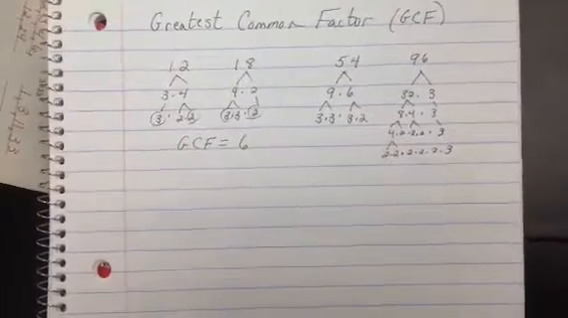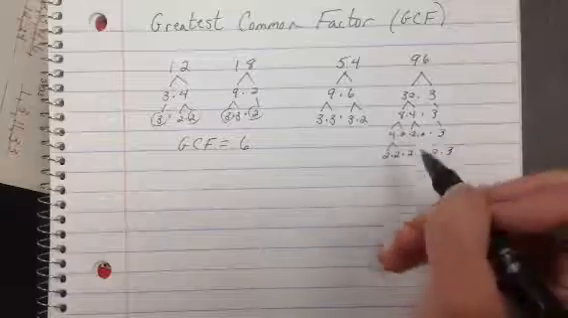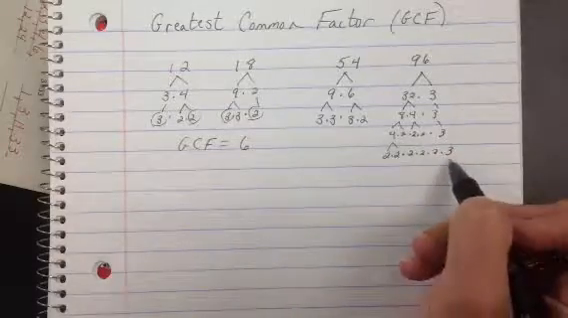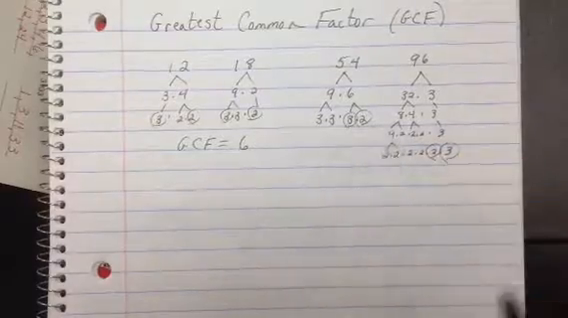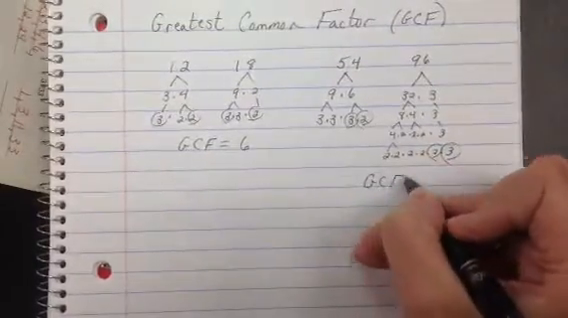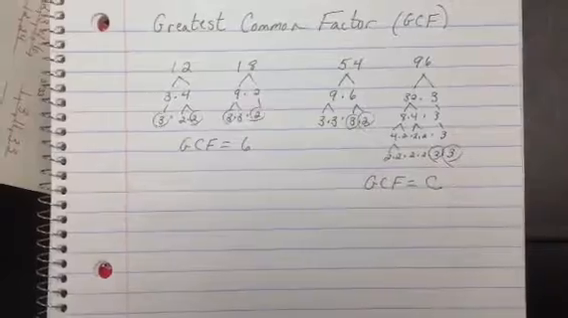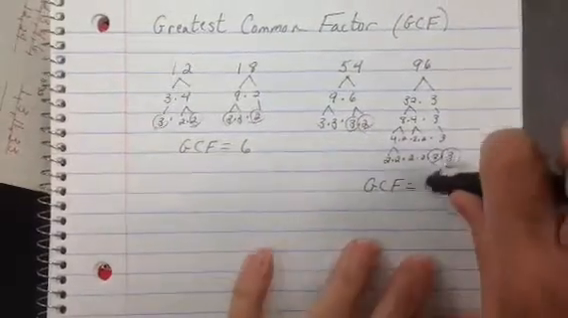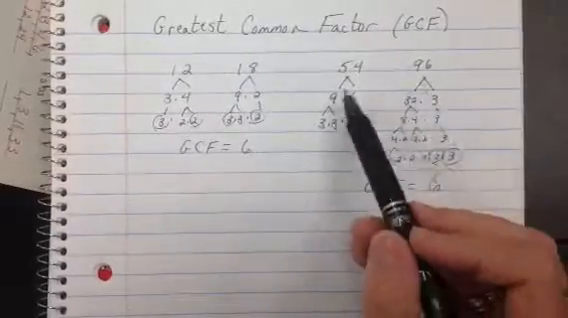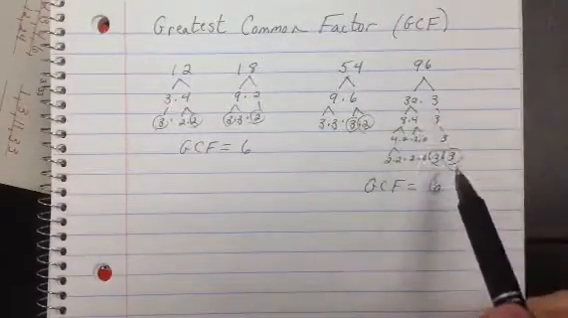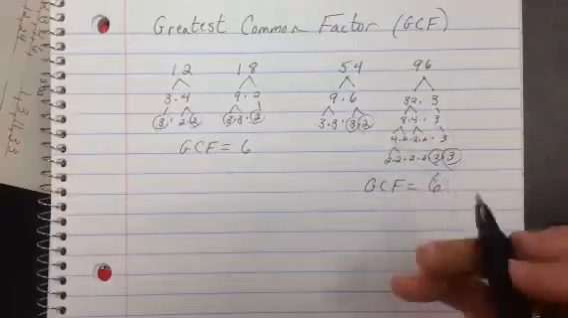Okay, so those two numbers, I did my trees. Notice this one only has 1, 3. This one only has 1, 3. This one only has 1, 2. This one only has 1, 2. Their greatest common factor is, again, 6. But I didn't have to list out all of the factors for 54 and 96 in order to determine that. The tree let me do it more quickly.